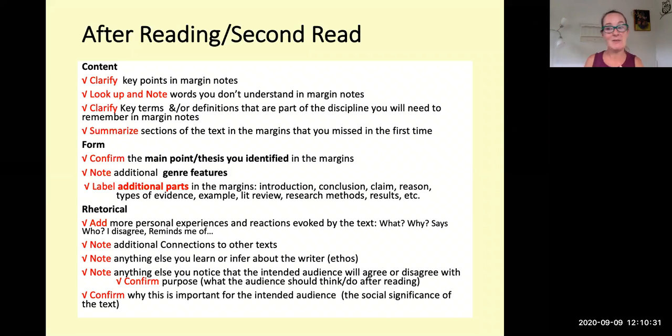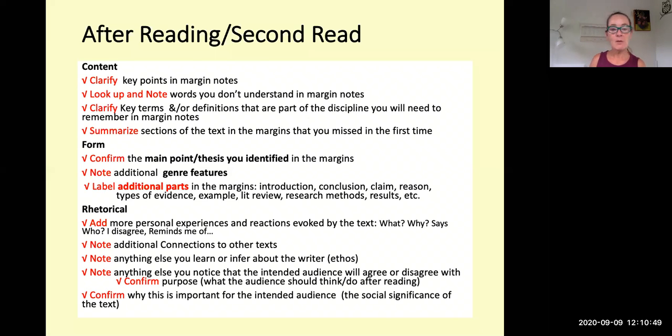This is jargon specific to business marketing. So I've got to learn these key terms, right? So those types of things. And then summarize sections of the text in the margins that you missed the first time so that at a glance, you'll be able to go back and find key sections that you want and know what the content was.